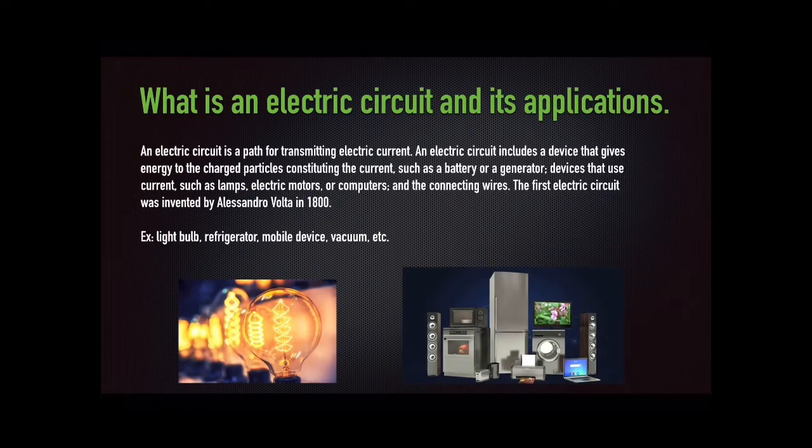So what is an electric circuit and what are its applications? An electric circuit is a path for transmitting electric current. An electric circuit includes a device that gives energy to the charged particles constituting the current, such as a battery or generator, devices that use current, such as lamps, electric motors, or computers, and the connecting wires. The first electric circuit was invented by Alessandro Volta in 1800. Examples of which are light bulbs, refrigerators, mobile devices, and vacuums.